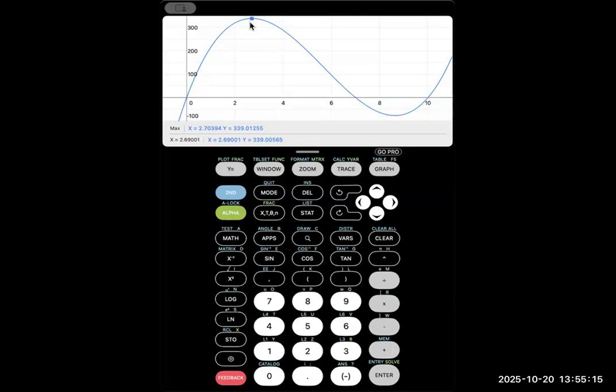So that's the best we can do today, is we can just get close to this max and use technology to help us find this max. And later you'll learn more techniques to actually find that maximum.